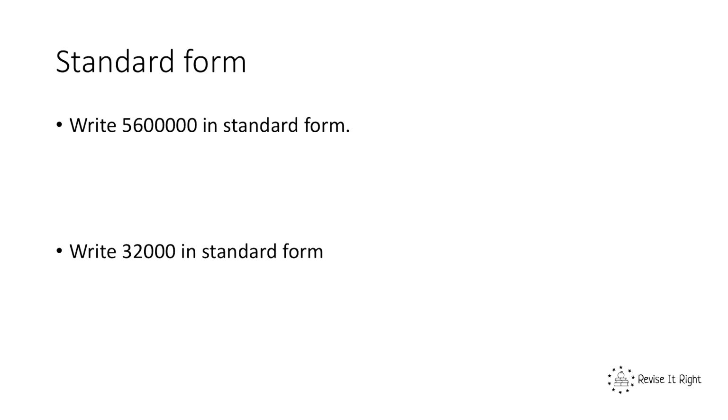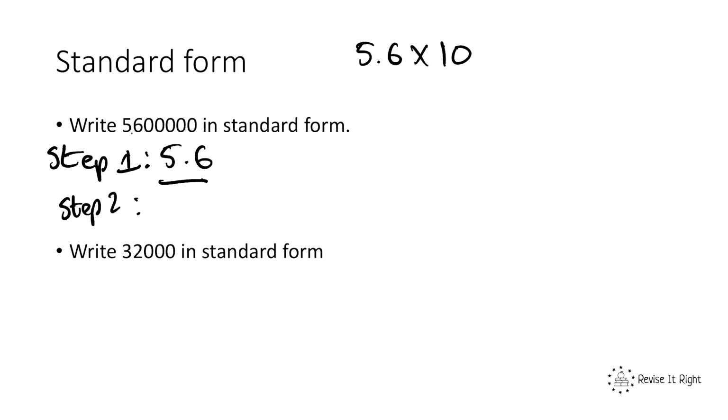Okay, so step 1 when we're doing our standard form questions is we need to find a number between 1 and 10 that 5.6 million can go into. The number between 1 and 10 this will go into is 5.6, because here we've got 5.6 million. Then step 2, we need to write our standard form like this: 5.6 times 10 to the power of something. So we need to work out what it is to the power of.